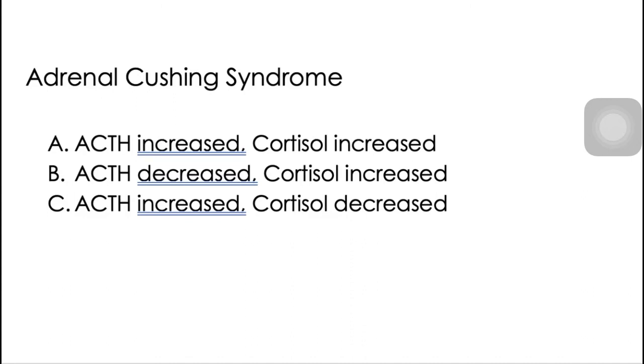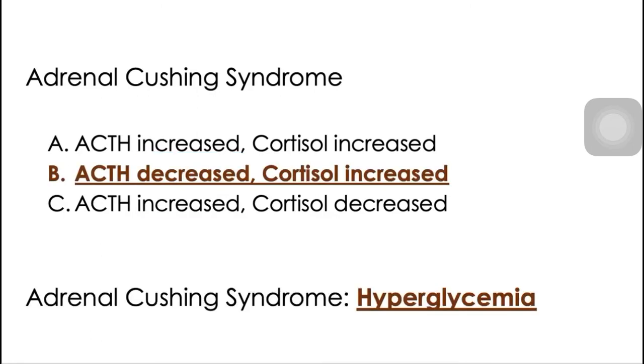Okay, pero sa case po ng Cushing's syndrome or adrenal Cushing's, mataas po ang production ng cortisol, pero as a part of negative feedback mechanism, mababa ang production ng ACTH. Kasi po dito ang problem naman ay nasa adrenal gland itself, or nasa adrenal cortex. Kaya dahil po doon mataas ang production ng cortisol, pero negative feedback po doon, mababa ang production ng ACTH. So we have letter B. ACTH is decreased, cortisol is increased.